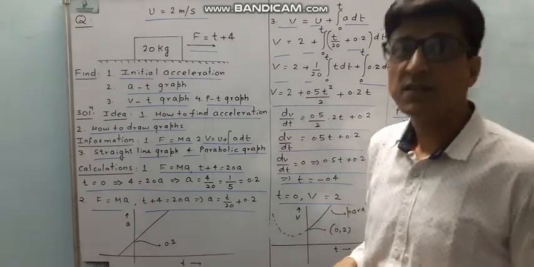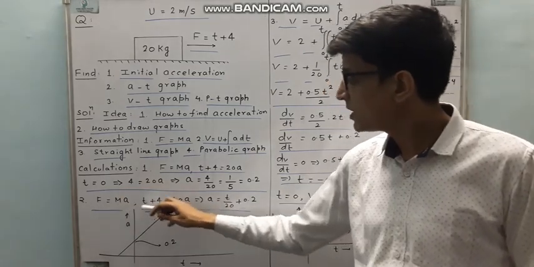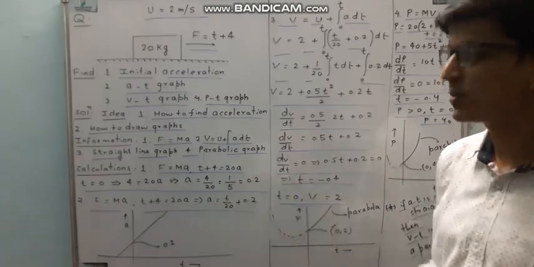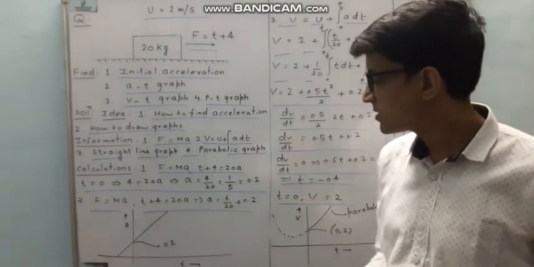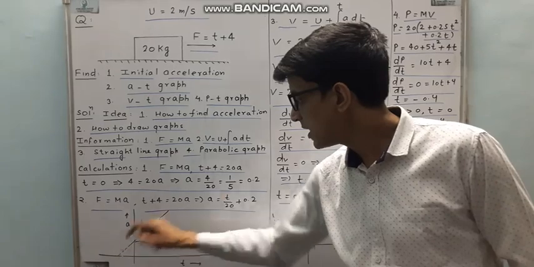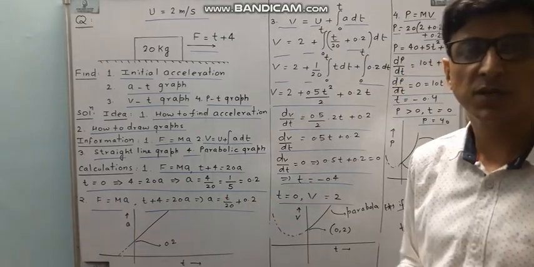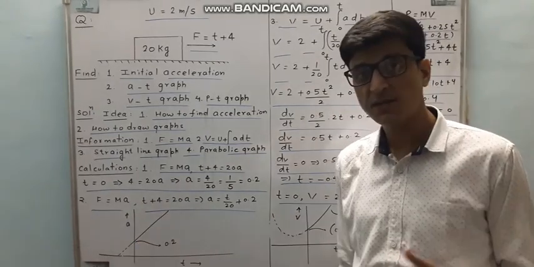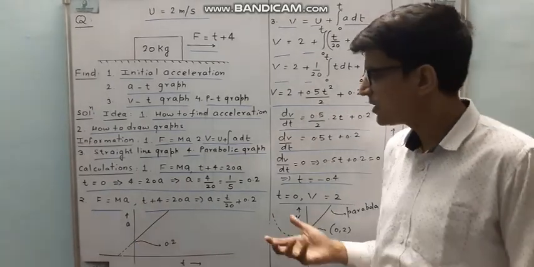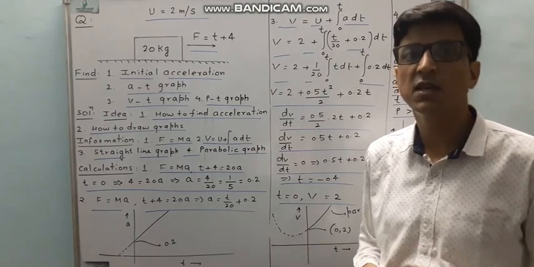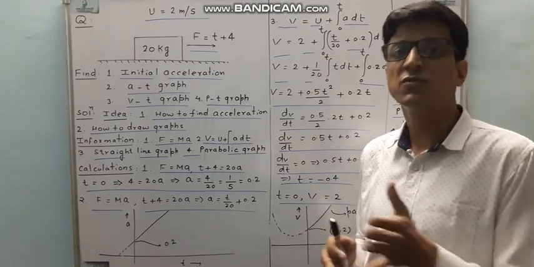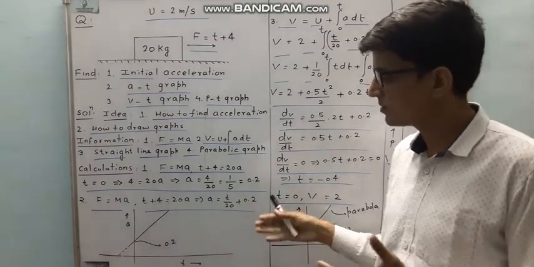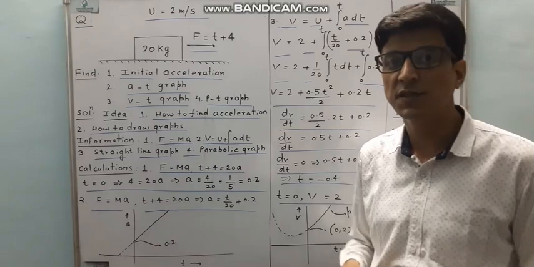Let's find instantaneous acceleration. So F is equal to ma, t plus 4 is 20a. That gives you a is equal to t by 20 plus 4 by 20, which is t by 20 plus 0.2. So we know that it's the equation of a straight line having positive slope and intercept 0.2. So that will be the shape of the graph. I have drawn this graph as dotted because time is not negative. It's possible to give a certain reference, but we assume that time moves forward and it's not possible to revert it back. So I have drawn this graph as a dotted one.